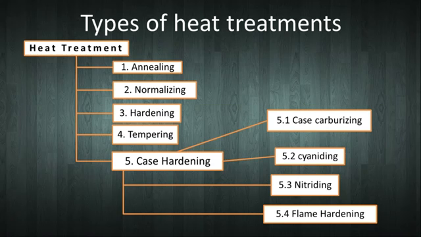Let us see what are the types of heat treatments. There are five types of heat treatments: annealing, normalizing, hardening, tempering, and case hardening. Case hardening can be done in four ways: case carburizing, cyaniding, nitriding, and flame hardening.